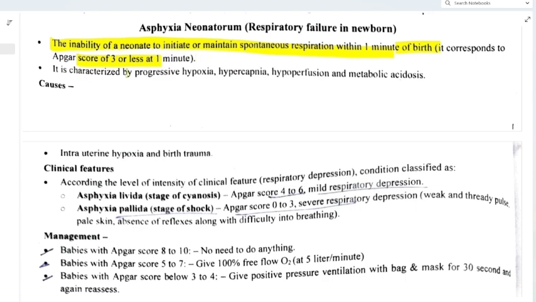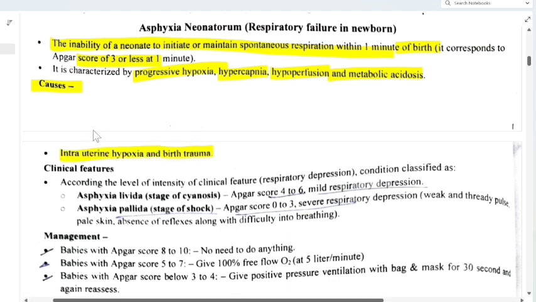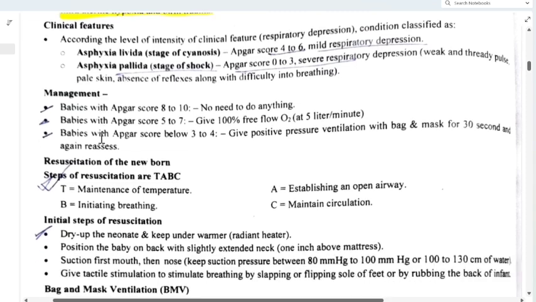It is characterized by progressive hypoxia, hypercapnia, hypoperfusion and metabolic acidosis. So 4 characteristics will be present: progressive hypoxia, hypercapnia, hypoperfusion and metabolic acidosis. So what are the causes? Intrauterine hypoxia and birth trauma. In both cases this happens. Now coming to the clinical features. So what are the clinical features?